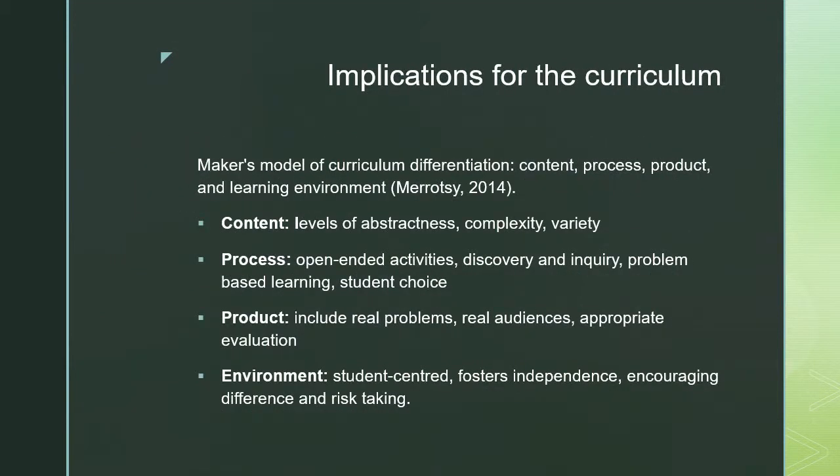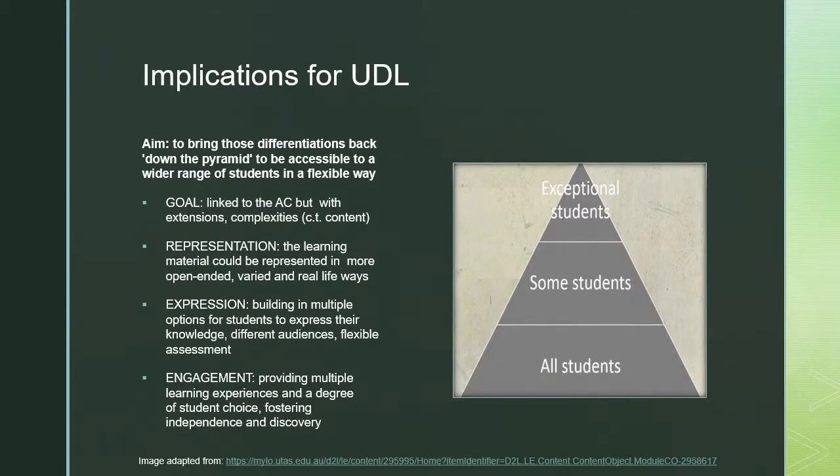So before we look at the Universal Design for Learning and how it applies to gifted students, it's important to look at how we already differentiate for those exceptional students. So Maker's model, which we've been using, looks at differentiating the curriculum at the level of content, process, product, and environment. So now when we look at how we apply the Universal Design for Learning for gifted students, what we can do is take some of those differentiations and actually incorporate them into the mainstream curriculum.